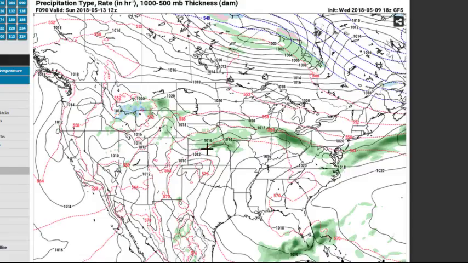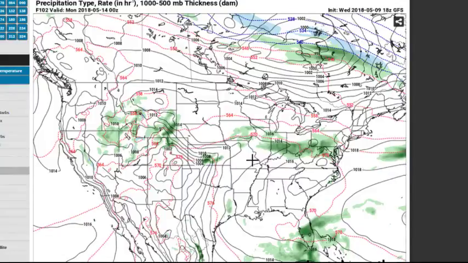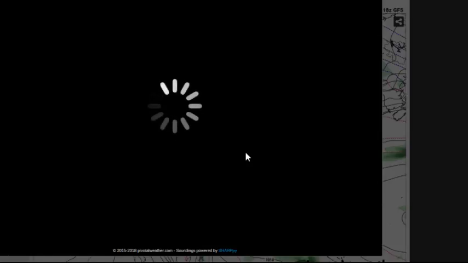And then for Sunday, kind of a stationary front, the same area right there, Kansas and Colorado. And where the moisture intersects that, pretty easy rule of thumb there for forecasting development. And let's see how the soundings look there for Sunday.